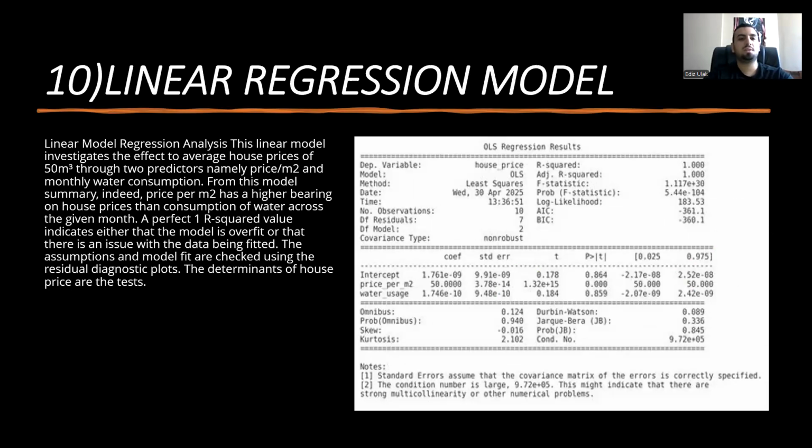Linear regression model. This model examines how 50 meter squared house price is affected by price per meter squared and monthly water use. A perfect R-square value suggests possible overfitting or data issues. Model assumptions are evaluated using residual plots. These tests help identify the key factors affecting house price.